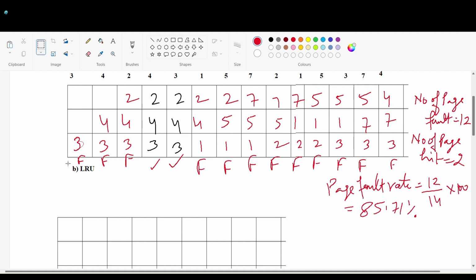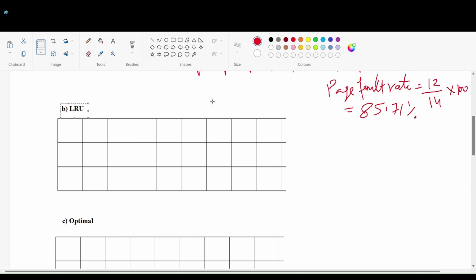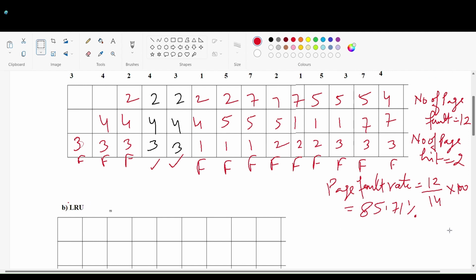Now I will take the LRU algorithm. Okay, just a minute. So there are pages. I will put here 3, 3, 4, 2, 4, 3, 1, 5, 7, 1, 5. After 7, 2. Then 1. Then 5. Then 3. Then 7. Then 7. And then 4, right?